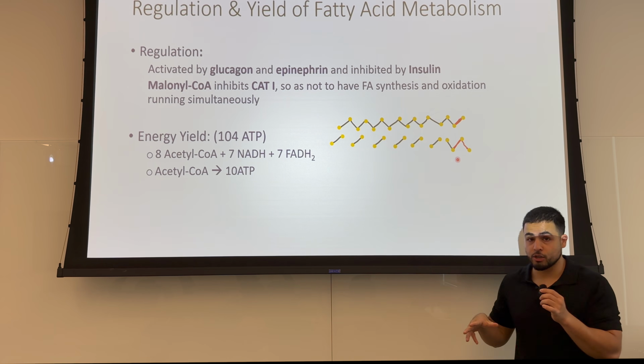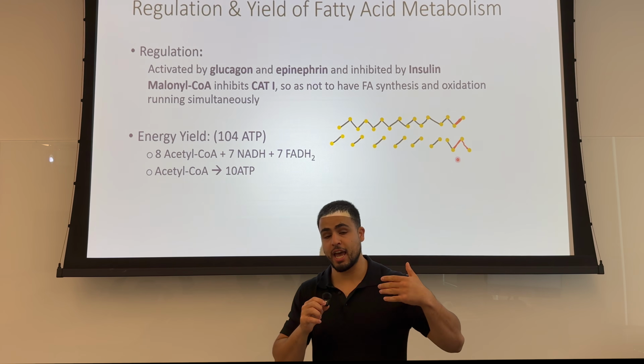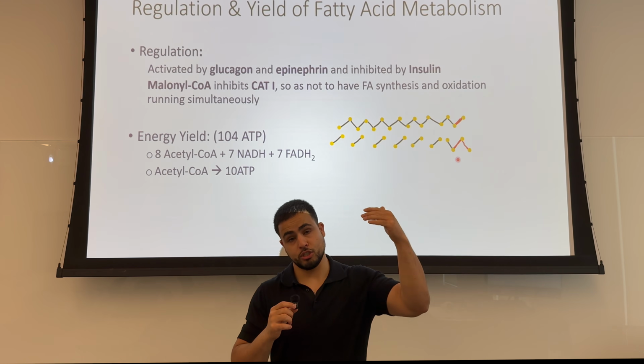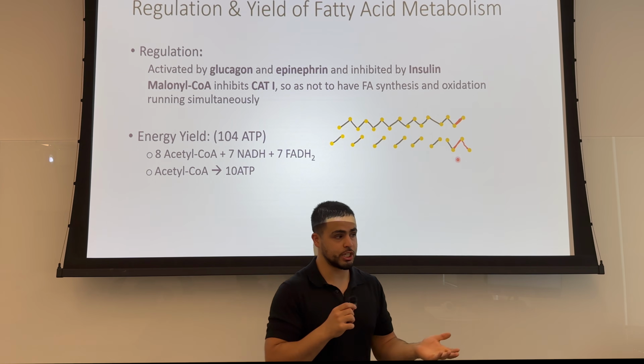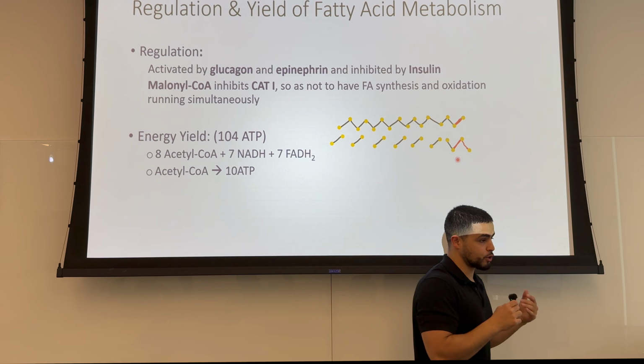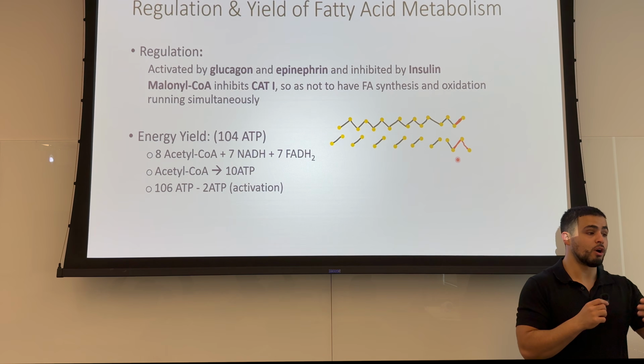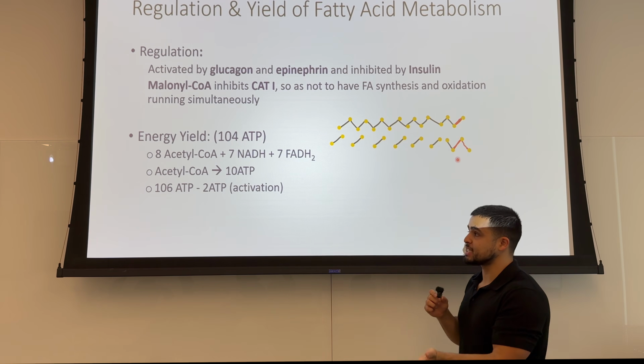And then we know that each acetyl-CoA will give you 10 ATPs once it enters into the Krebs cycle, so it's going to give you 3 NADHs, 1 FADH2 and 1 GTP, which is equivalent to ATP. So if you do the math, you get 10 ATPs per acetyl-CoA. And then finally, if you do all of the math over here, you're going to get 106 ATPs.